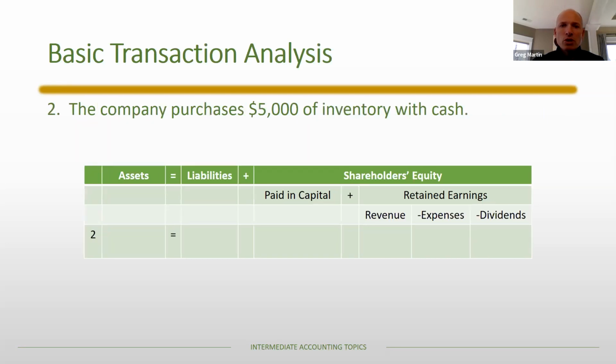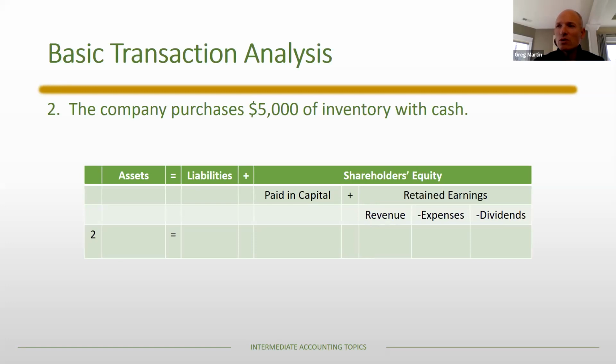So now the company purchases $5,000 of inventory with cash. Where might that land? What would that look like in this framework? Again, I'm just going to give you a few seconds to write it out yourself before I advance it forward. So Dylan says expenses. It feels that way, right?